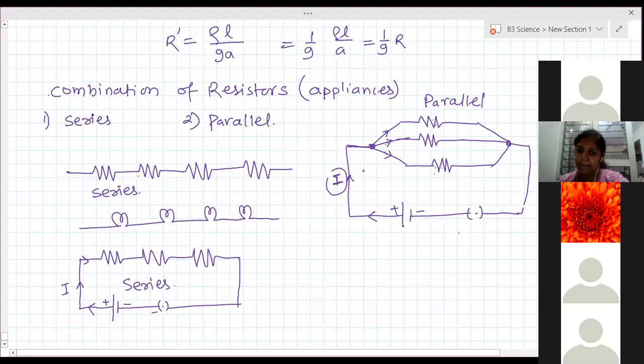Yes, ma'am. Ma'am, can you again explain the parallel combination? Parallel combination means 3 resistors are connected at one position but separately. They are independent of each other, but they are connected separately to this battery. Able to understand? Yes, ma'am.